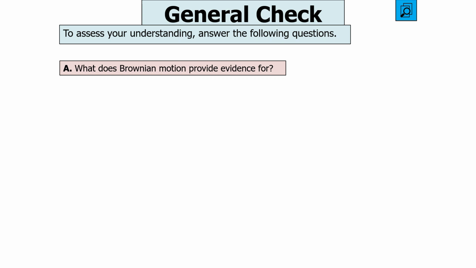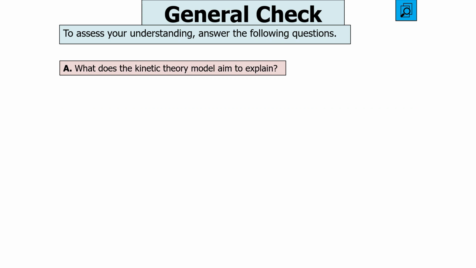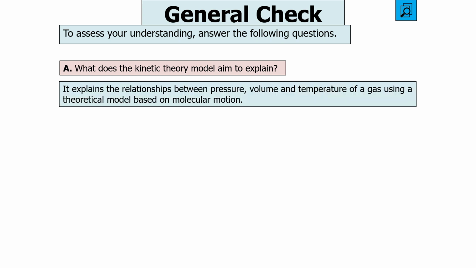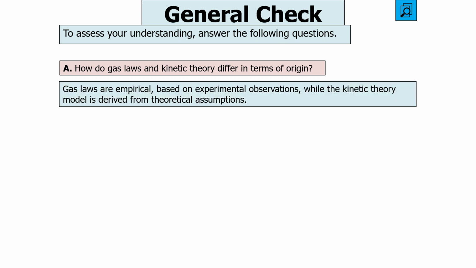What does Brownian motion provide evidence for? Brownian motion provides evidence for the existence of atoms and molecules, as it shows particles being moved by invisible collisions with smaller particles. What does the kinetic theory model aim to explain? It explains the relationships between pressure, volume, and temperature of a gas using a theoretical model based on molecular motion. How do the gas laws and the kinetic theory differ in terms of origin? Gas laws are empirical. They're based on experimental observations, whilst the kinetic theory model is derived from theoretical assumptions.